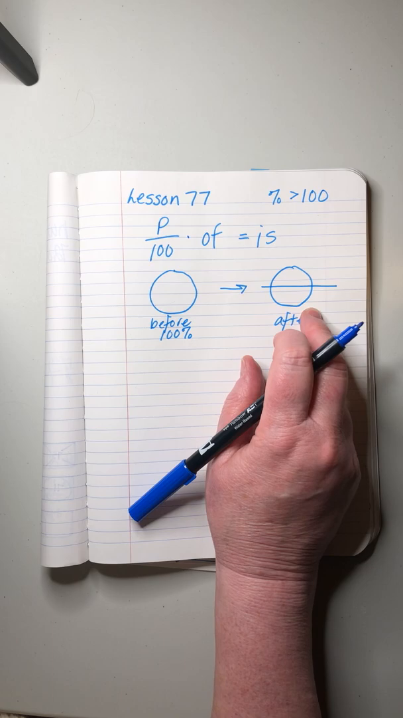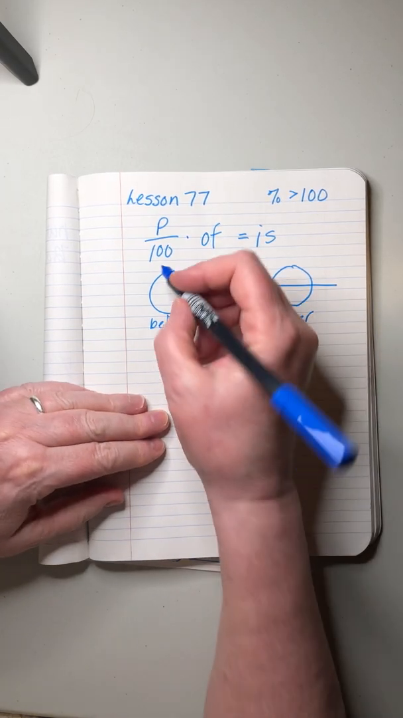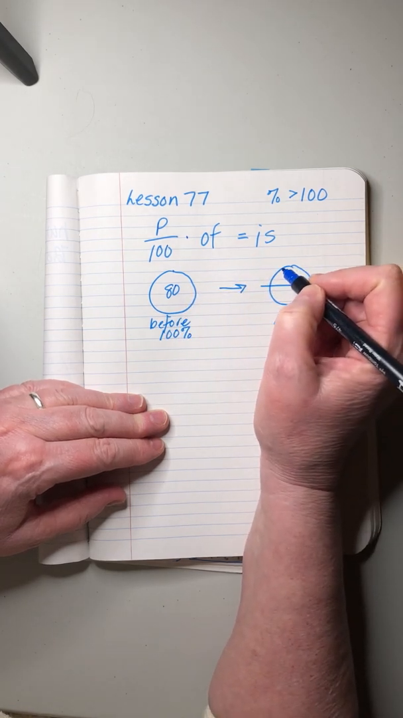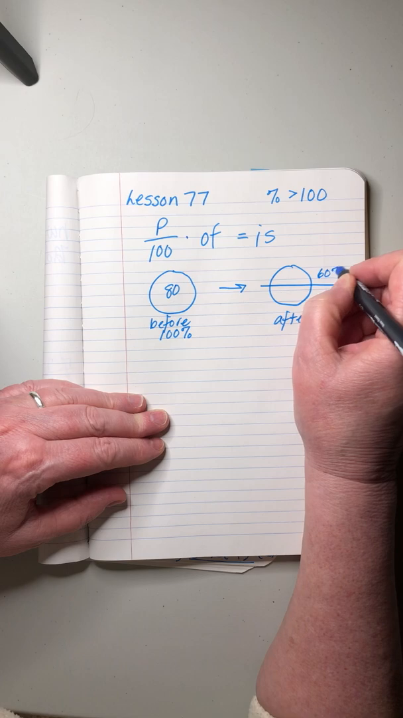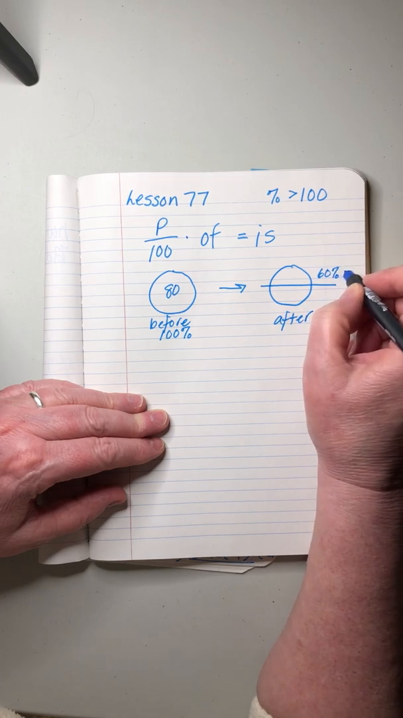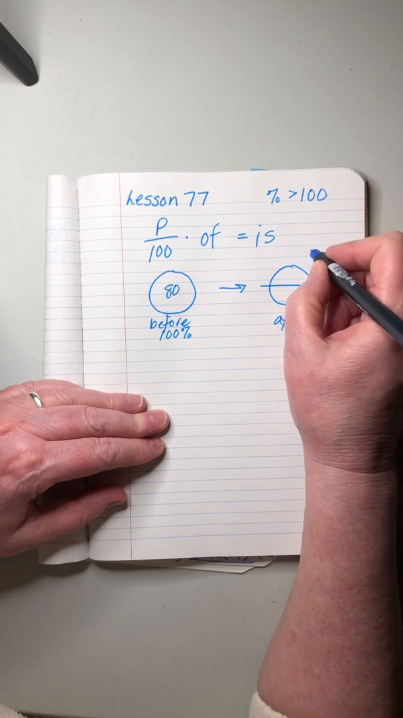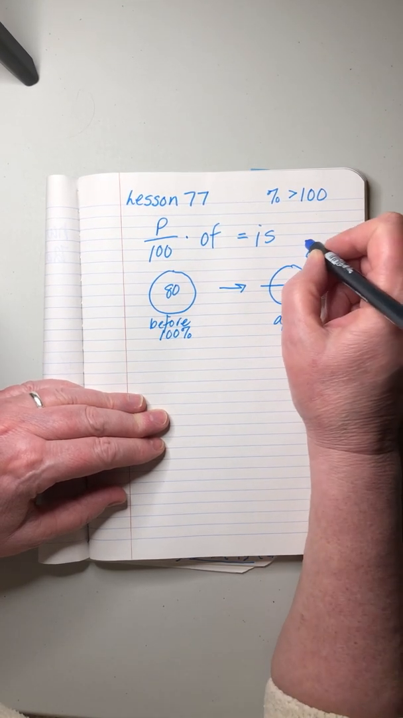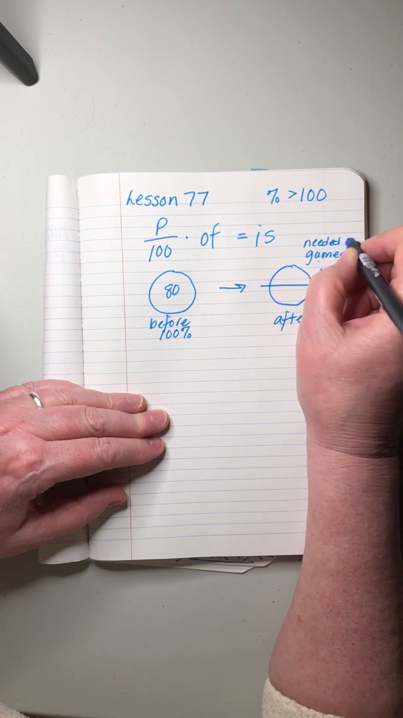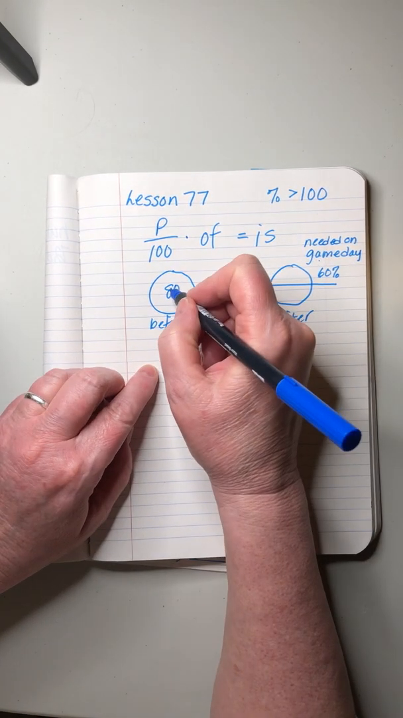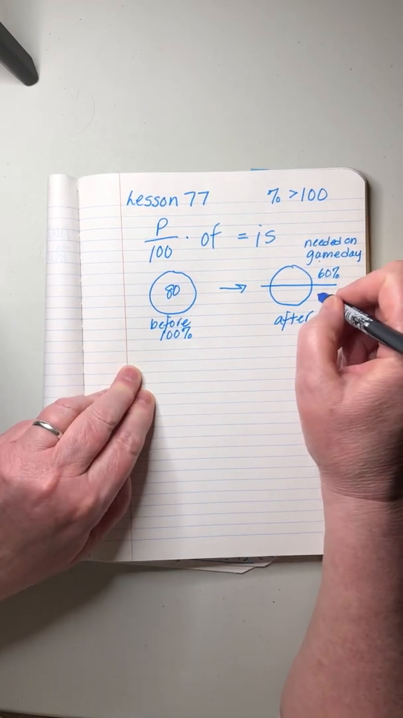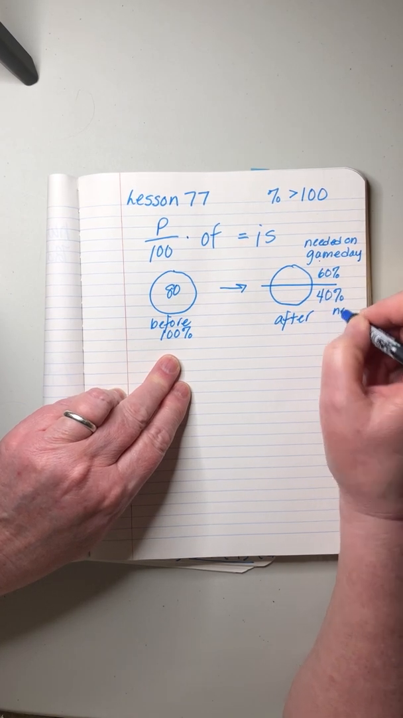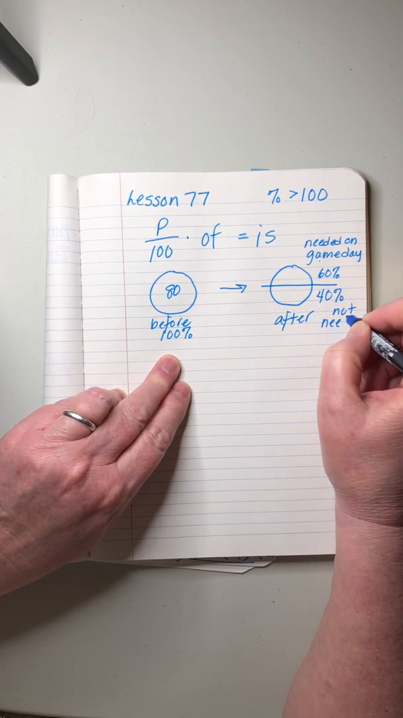Let me make up an example. We have a parking lot that has 80 spaces. And on game day, we need 60% of them. Let's write needed. 60% of those parking places are going to be needed on game day. Because we know this has to add up to 100, that tells us 40% are not needed.